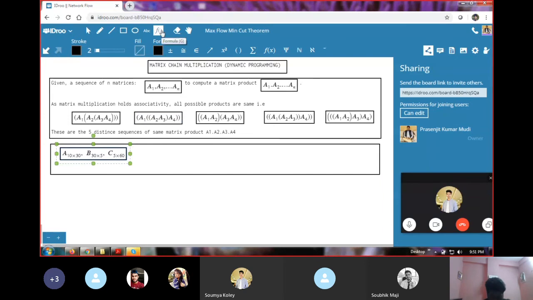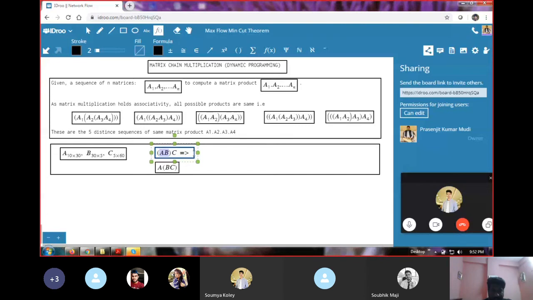So what we want to do here: first A multiplied with B, then that is multiplied with C. Okay, and then the other way, first BC, and we will multiply A with that BC. So both are producing the same matrix product, but let's see what we have.